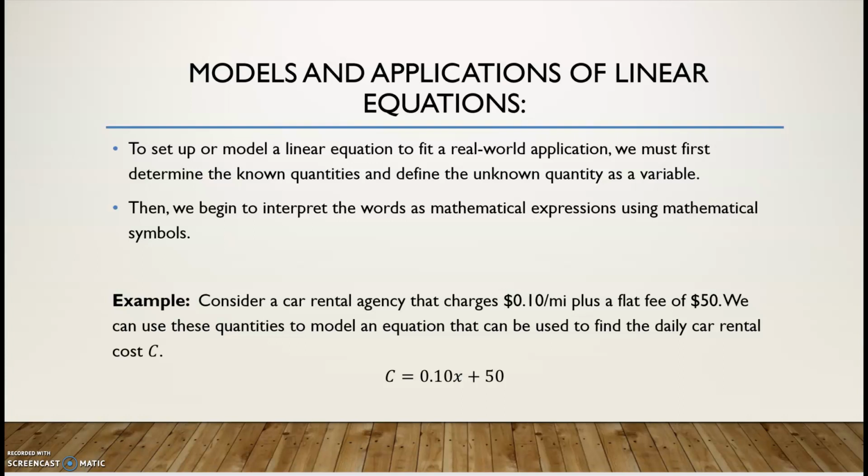For every single mile, I have to pay 10 cents. So you can do 10 plus 10 plus 10 plus 10 plus 10, which is the same thing as 10 times how many times you added 10 to itself. So we have 10 cents times x, x being the miles, plus the flat fee of $50. So the cost, or C, is equal to 0.10 times x plus 50.